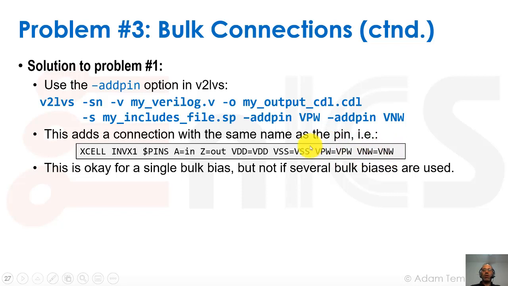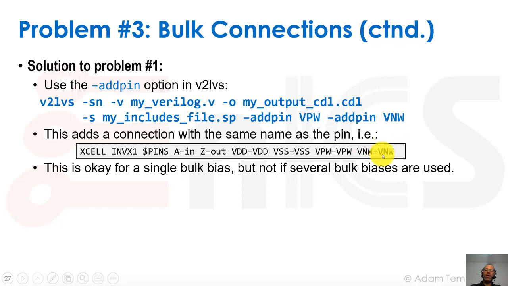But this is also not a completely good solution, because we're connecting this pin, which we know was called VPW, that's why we wrote VPW, just to a global net, or a net at a higher level, that's called VPW. But is it connected to VPW? It probably is connected to VSS or VSS2 or some other pin. And this VNW is probably connected to VDD or VDD2 or something else.